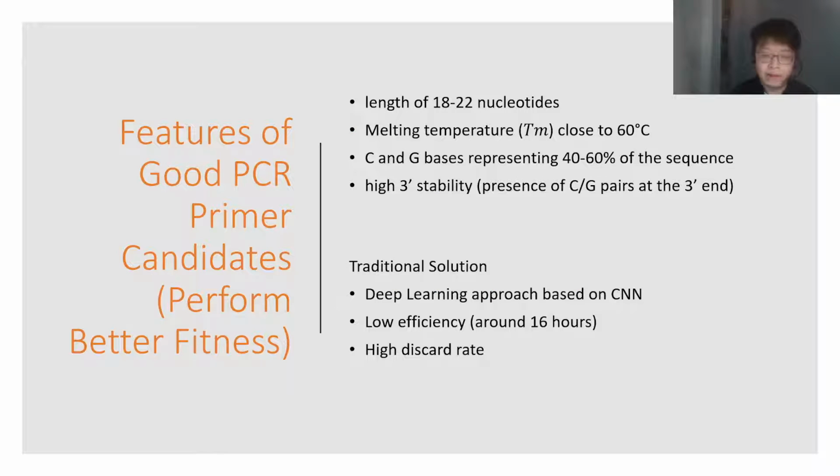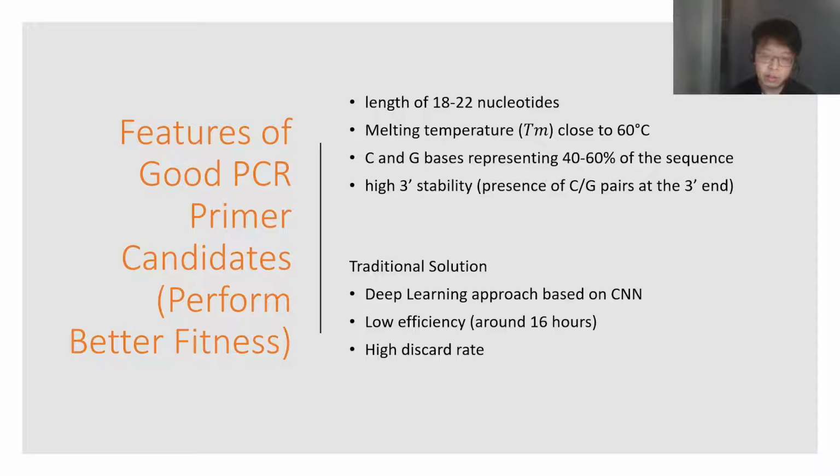Before we talk about the evolutionary algorithm, I will introduce the features of a good primer candidate, as it will influence the fitness function of the EA. Firstly, the length of the primer should be between 18 and 22. Maybe we can just set the length when we design the individual. Secondly, the melting temperature should be close to 60 degrees. Then the C and G nucleotides should account for about 40 to 60% of the sequence. There are more factors, but they may not be considered in the fitness function.